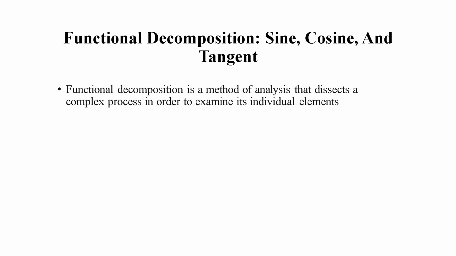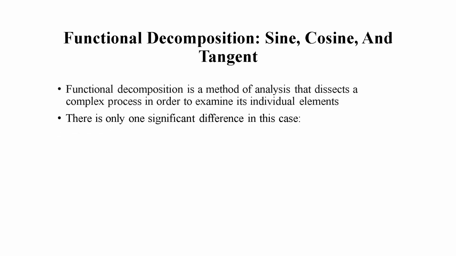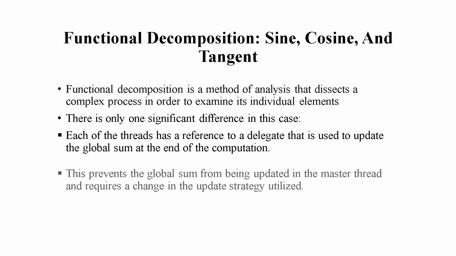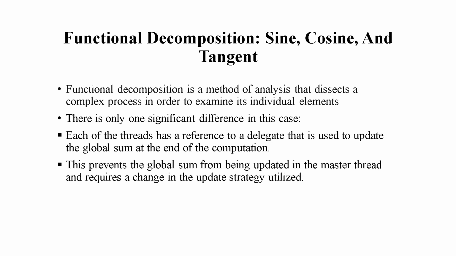Functional decomposition, that is sine, cosine and tangent. Functional decomposition is a method of analysis that dissects a complex process in order to examine its individual elements. There is only one significant difference in this case. Each of the threads has a reference to a delegate that is used to update the global sum at the end of the computation. This prevents the global sum from being updated in the master thread and requires a change in the update strategy utilized.